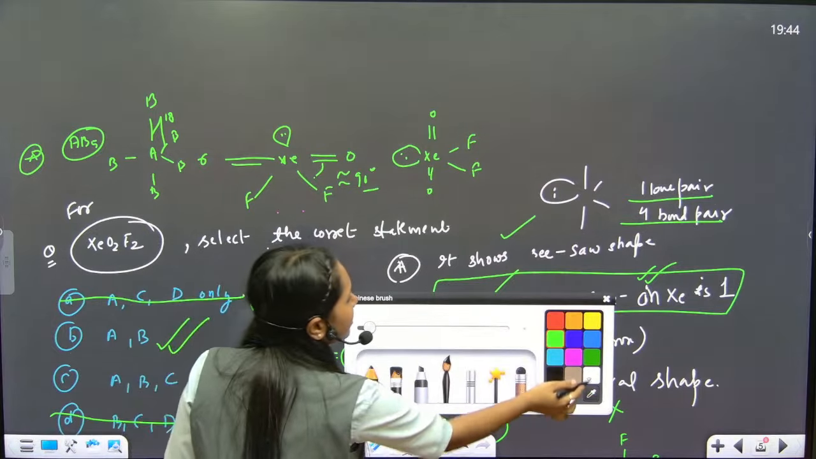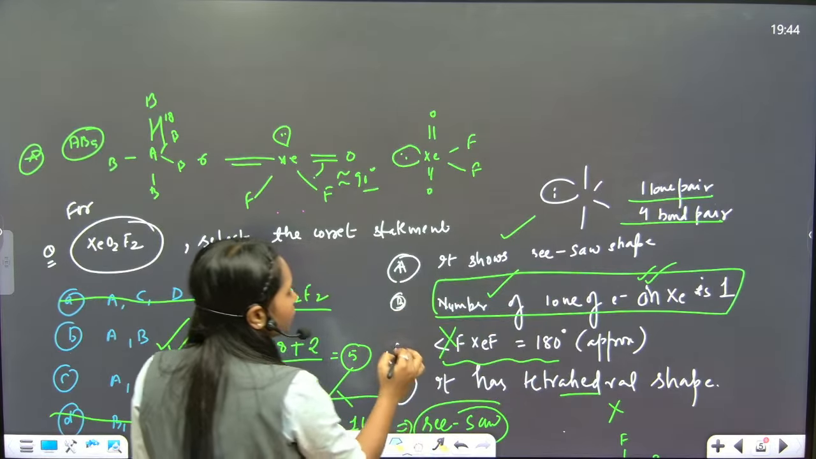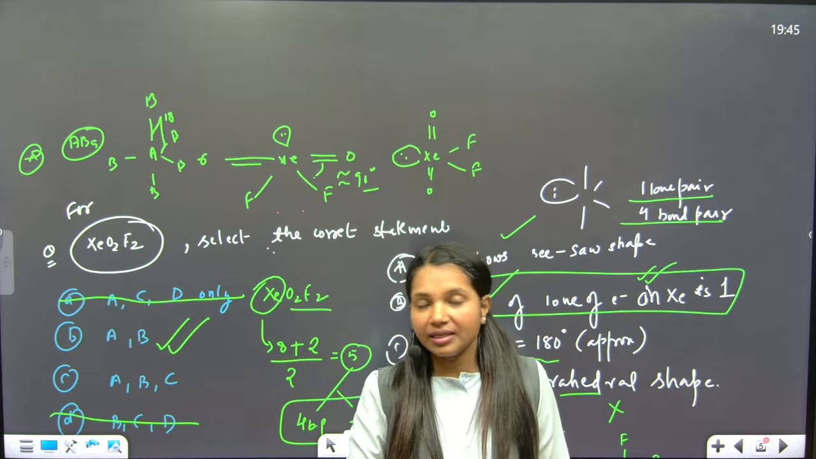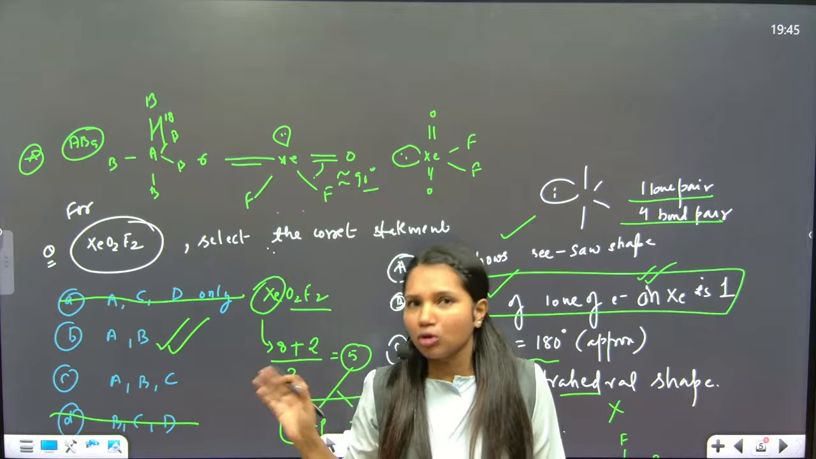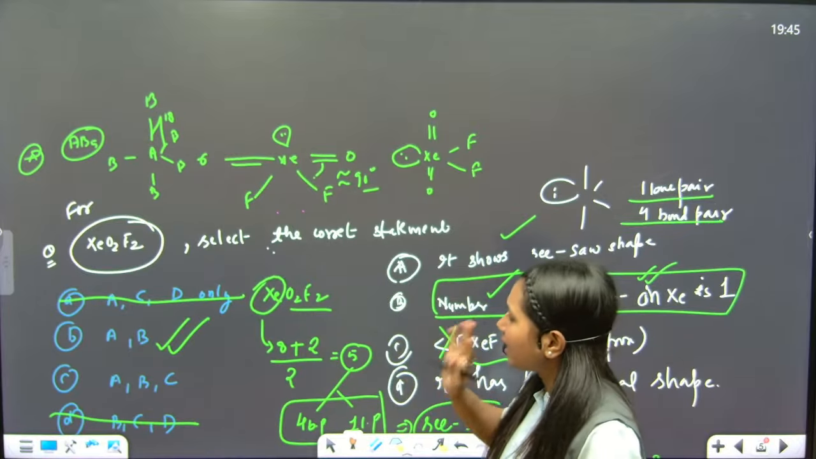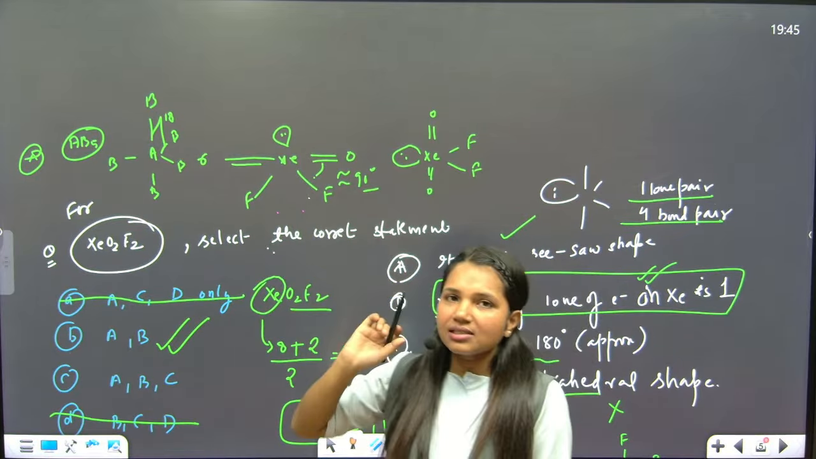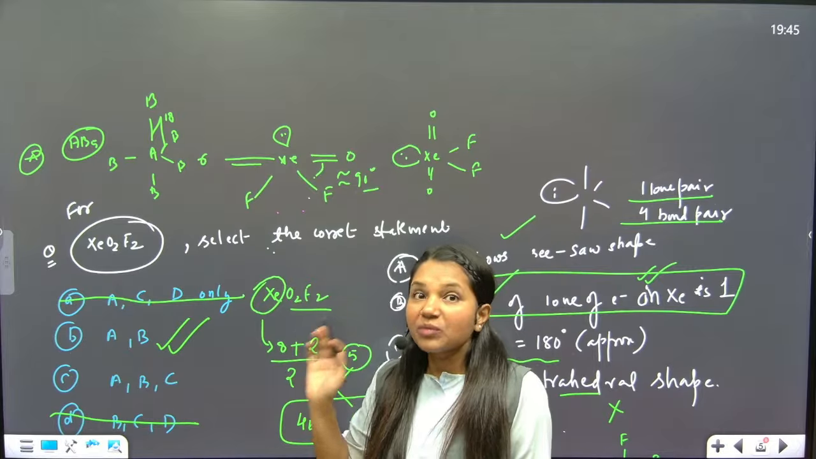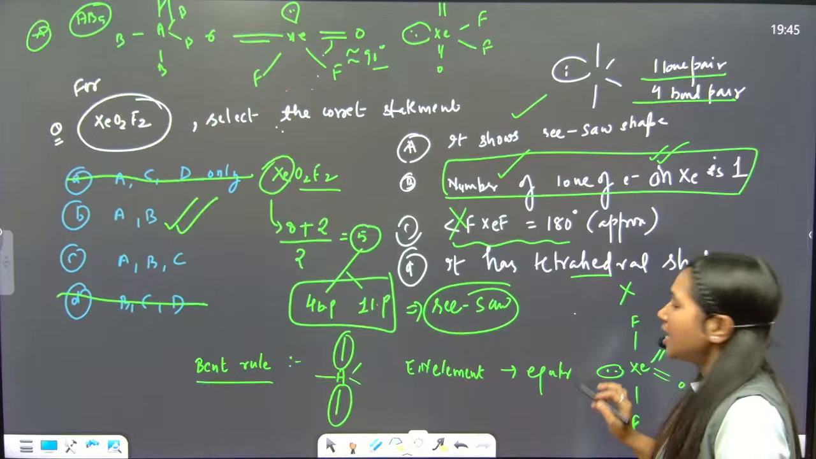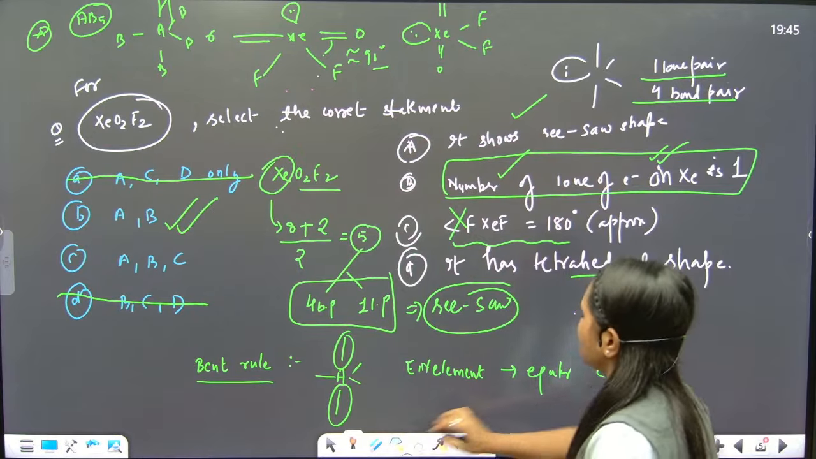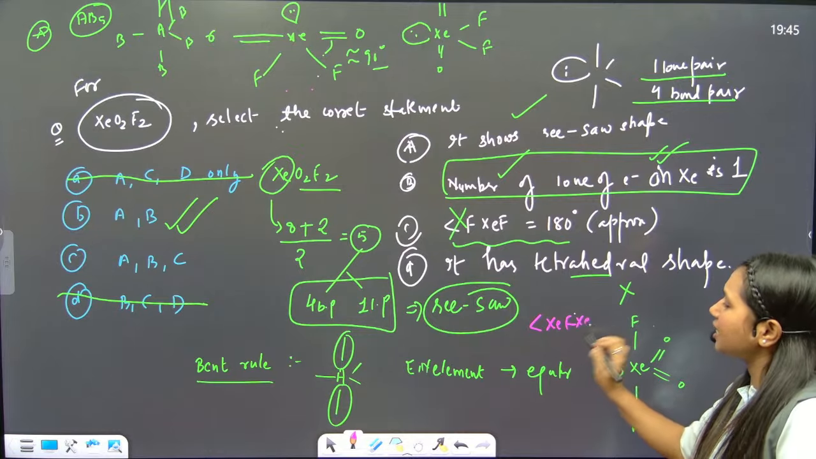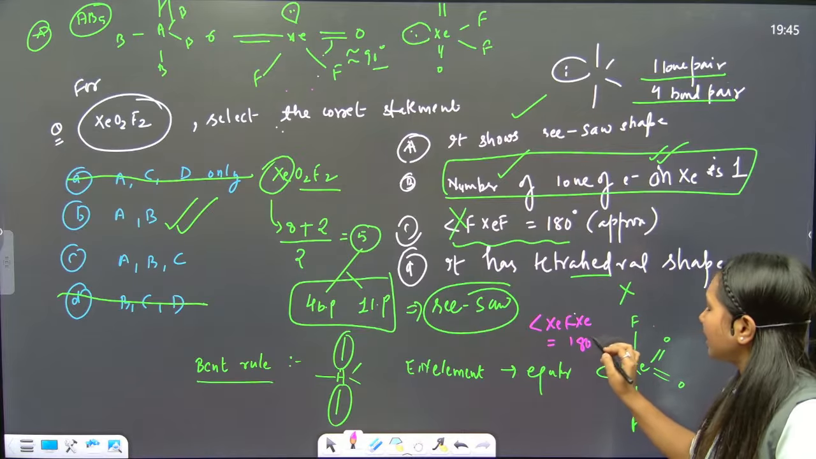Fine. And in the exam, they always do like this: whatever answer the students expect to be correct, they give that option also in the question, right? So same way they have given this option also. Fine. So if you will draw it like this, then the angle will not come 180 degree. But if you will draw it this way, which is the correct way according to Bent's rule, then the angle between F, xenon and F will come out as 180 degree approx.